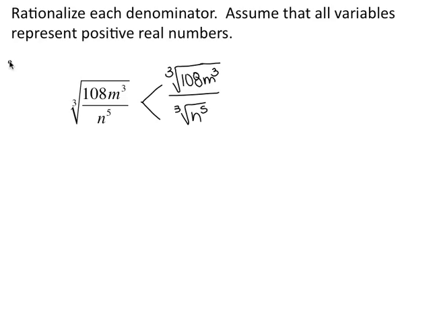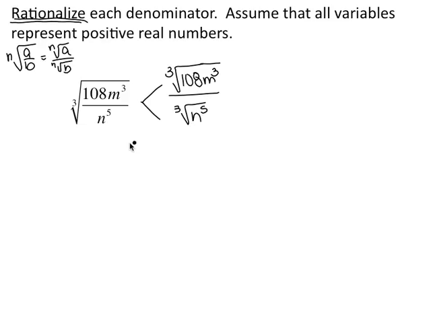So remember, that rule states that if you have the nth root of a over b, that's equal to the nth root of a divided by the nth root of b. That's the quotient rule. Now, remember, to rationalize the denominator means to get rid of this radical sign.